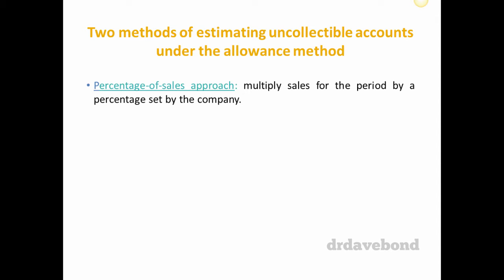Now the thing with it is, this entry will always happen at the end of each year. If you've got credit sales, you will have an allowance for bad debts. So you always have this debit bad debts expense, credit allowance. That's not the controversial bit. You just need to remember that happens.